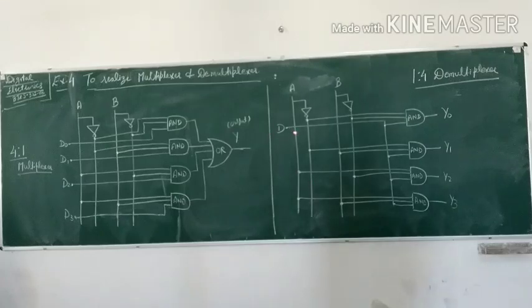Similarly, if we supply D3, so 1 and 1 will be given, D will be the data and Y3 will give us the result. So students, now let's demonstrate it on the kit of multiplexer and demultiplexer.